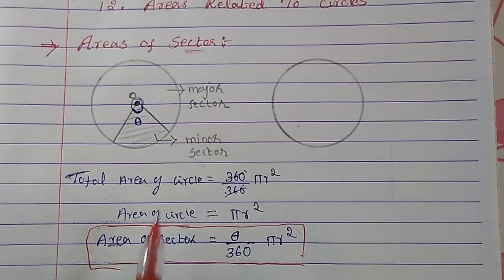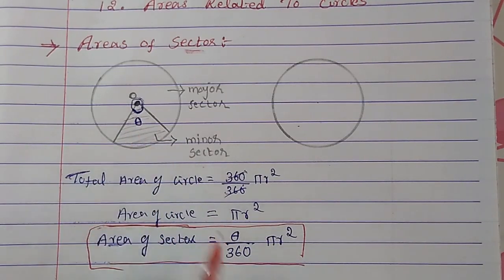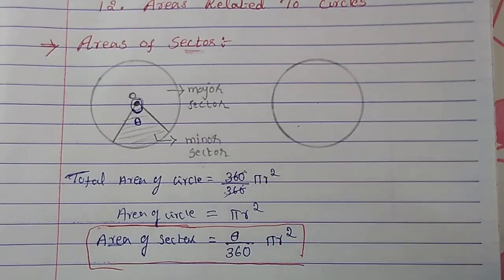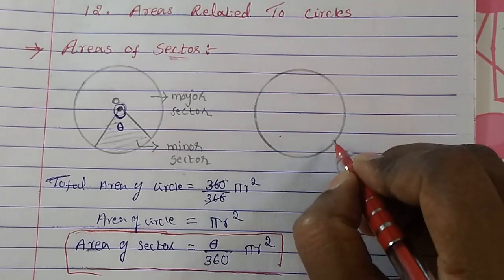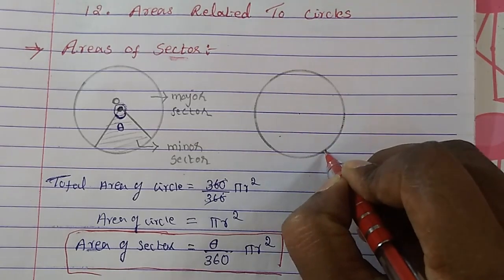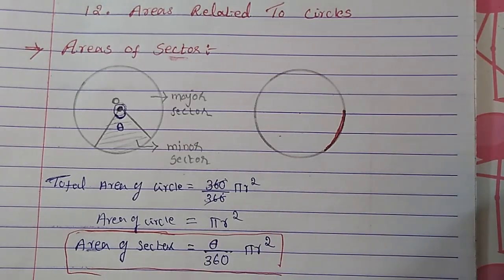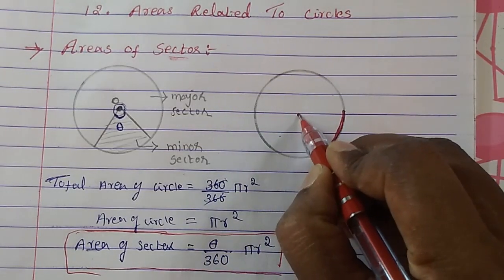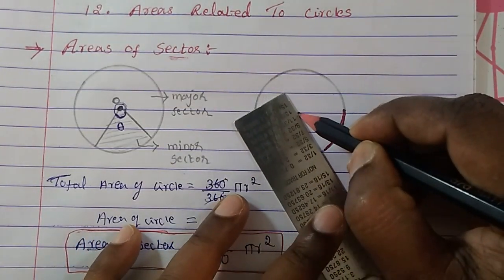So area of sector can be either major sector or minor sector, whatever angle is given to you, that you have to write. Then the total angle is 360 and pi r square. So area of sector is theta upon 360 pi r square. Now let's come to find out, if this is the circumference of the circle, but we want to know only just a little part of it, only this much length of this arc, then how to find out? So we consider the center and we see how much angle is there.